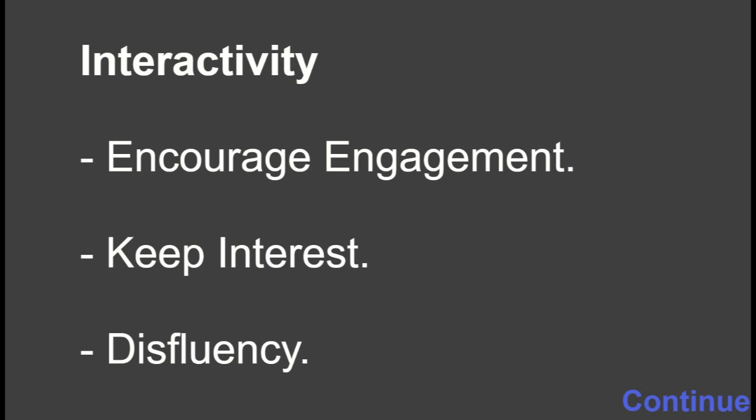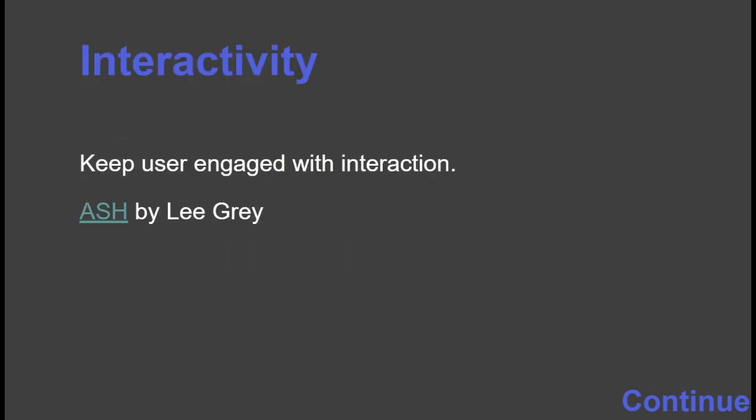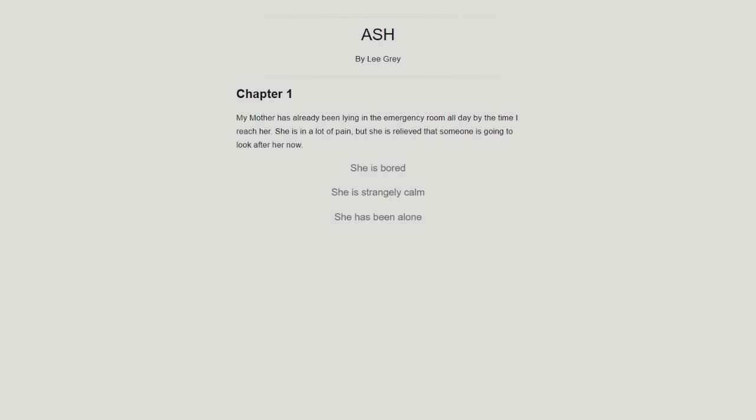Here is an example of basically how that works in Twine. Ash is a story about a person who goes to visit his mother in the hospital, and it's basically just a short story. It's very linear. There are some shallow choices, like you can decide if you see your mom and she's bored or she's calm, you can decide to cheer her up or reassure her, but it doesn't change how the story moves forward.